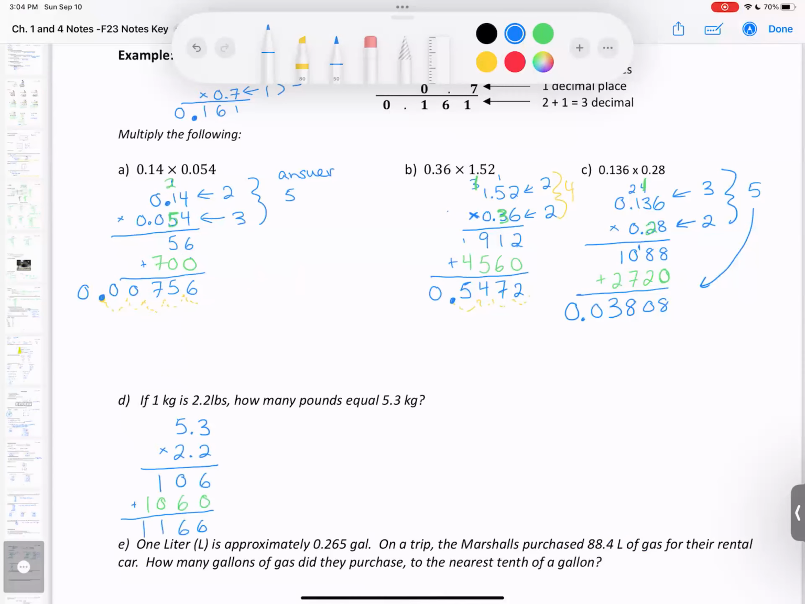And then we have to think about our decimal places. So each of our numbers in our question is out to 1 decimal place. So our answer then is going to be out to 2. And so we will end up with 11.66. So there are 11.66 pounds in 5.3 kilograms.